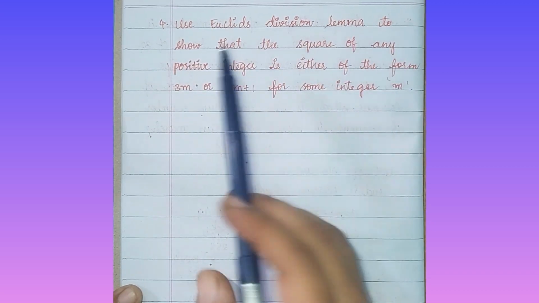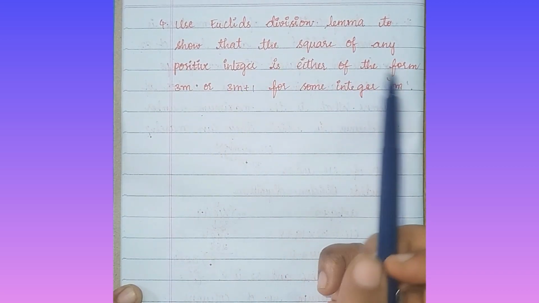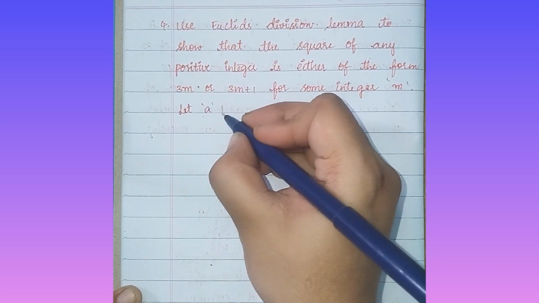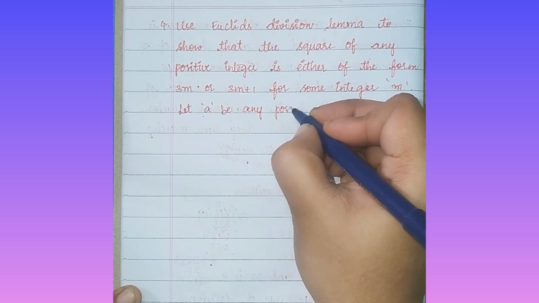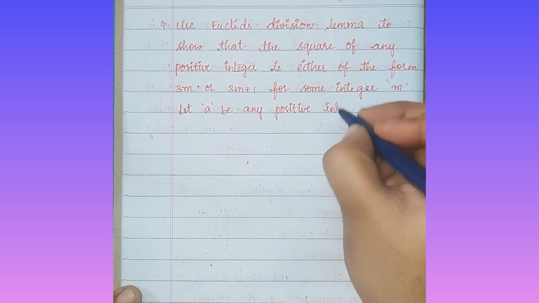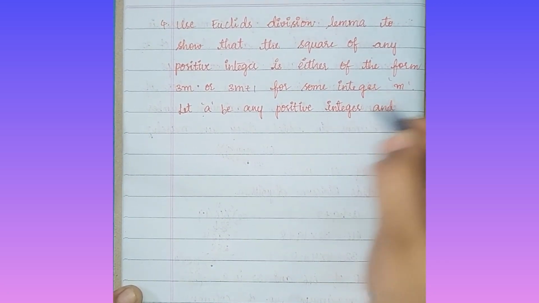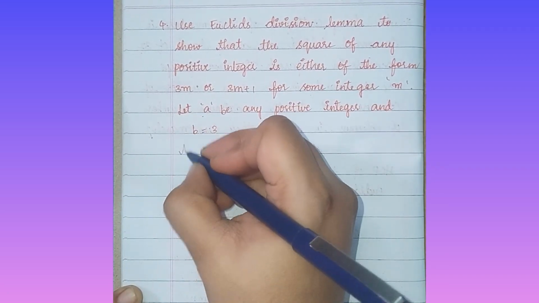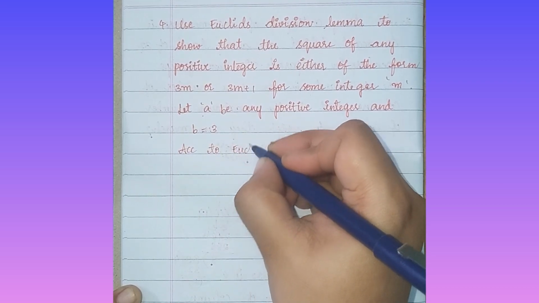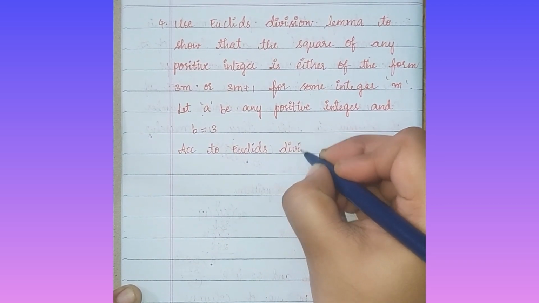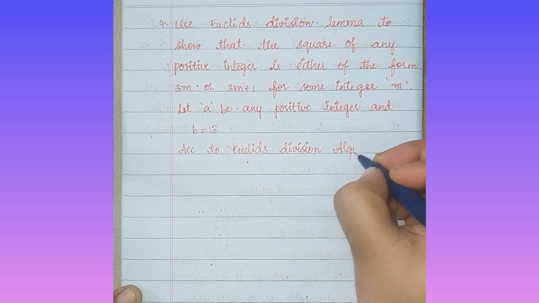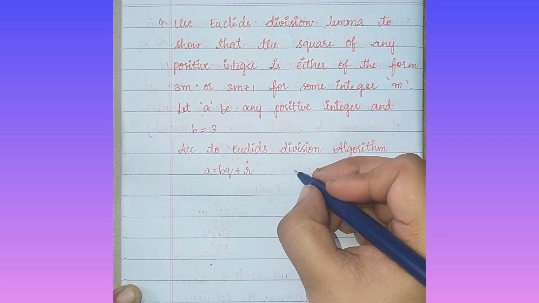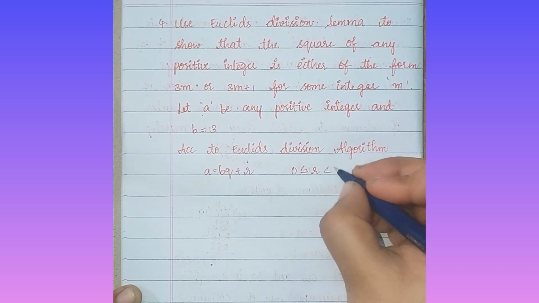Use Euclid's division lemma to show that the square of any positive integer is either of the form 3m or 3m plus 1 for some integer m. Let a be any positive integer and b is equal to 3. 3 is the coefficient of m. According to Euclid's division algorithm, a is equal to bq plus r. The value of r lies in between 0 and b.